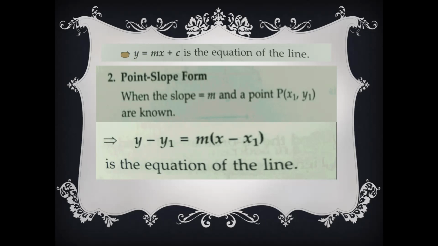Second is the point slope form, wherein one point is known to us. Let's say that point is P(x1, y1) and the slope is m. Then we can frame the equation using this formula which is written here: y minus y1 equal to m times x minus x1. So y has to remain as it is, and x also. For y1 and x1 we substitute the values from the point.